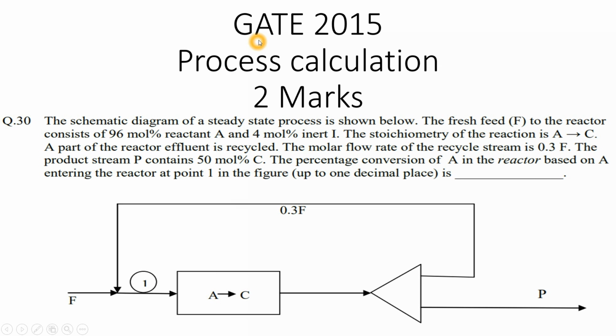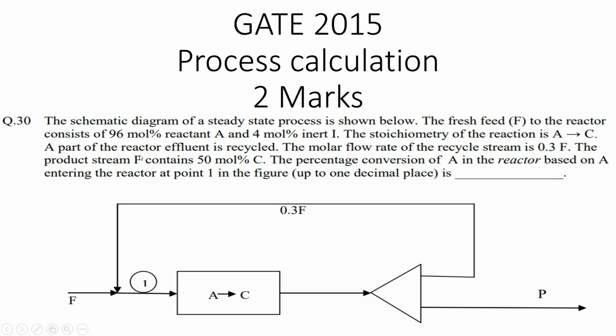Our next question is from GATE 2015 process calculation for 2 marks. The schematic diagram of a steady state process is shown below. The fresh feed to the reactor consists of 96 mole percent reactant A and 4 mole percent inert. The stoichiometry of the reaction is A gives C.